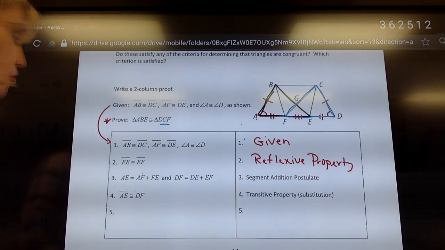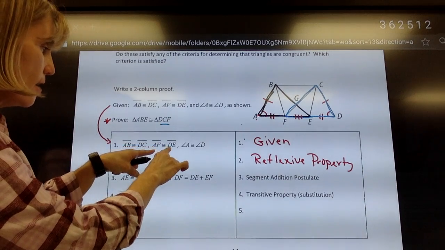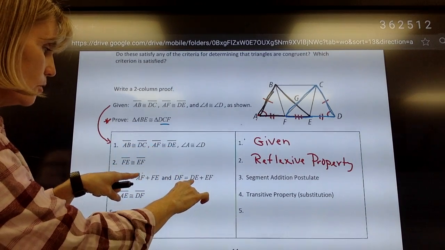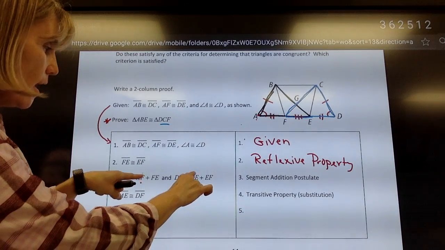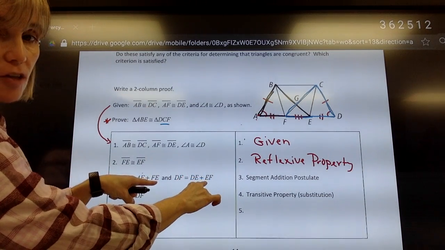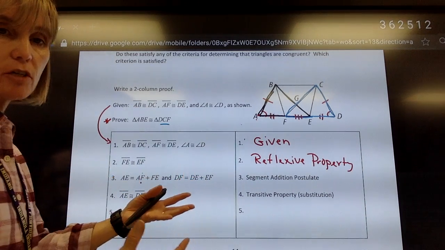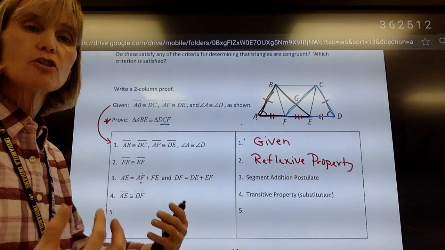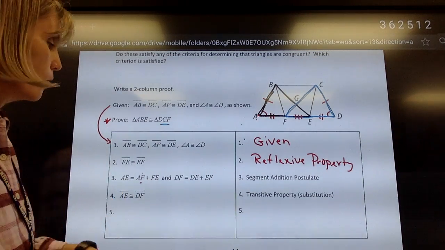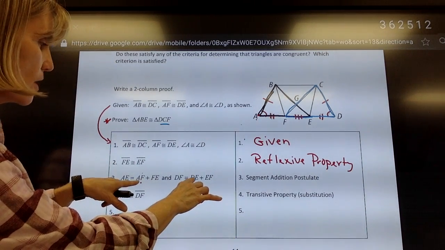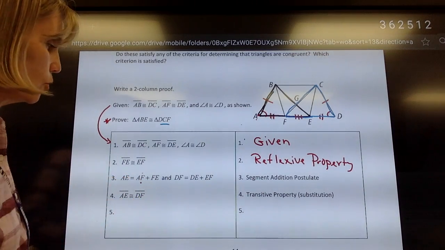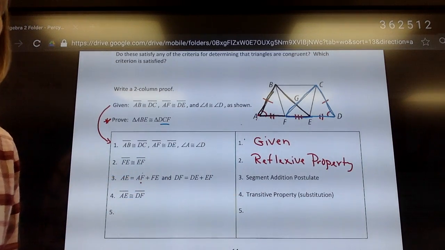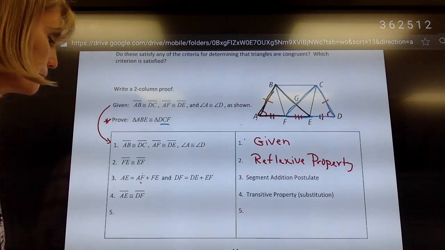What they're doing is substituting. We already know that AF and DE are equal to each other. That was given to me. And then we're essentially adding the same thing to them. Same thing in an equation: if you add 5 to both sides of the equation, you still have equality. So here, these are the same thing, and I'm adding the same thing to them. Therefore, these two things are equal to each other. That we call the transitive property, or substitution.